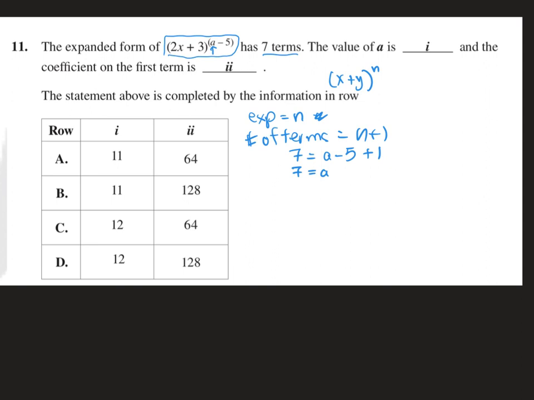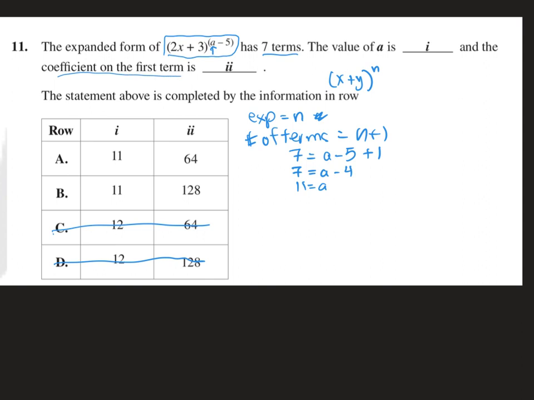So negative 5 plus 1 would be negative 4. So 7 equals a minus 4. Add 4 to the other side. So a would equal 11. All right, that eliminates C and D from our list. Now, second part of the question, the coefficient on the first term.